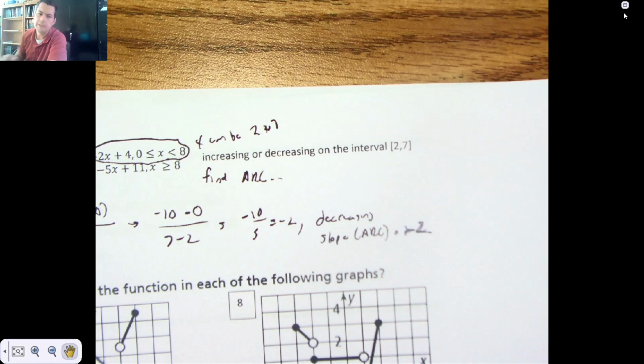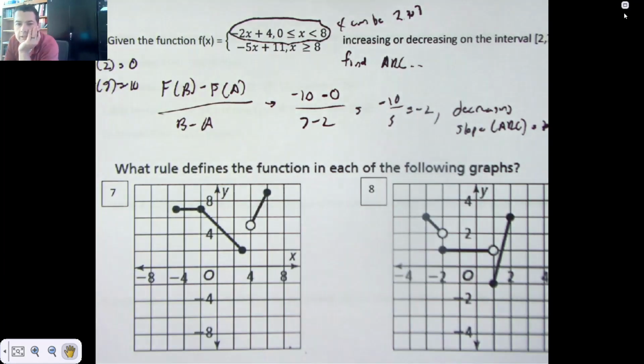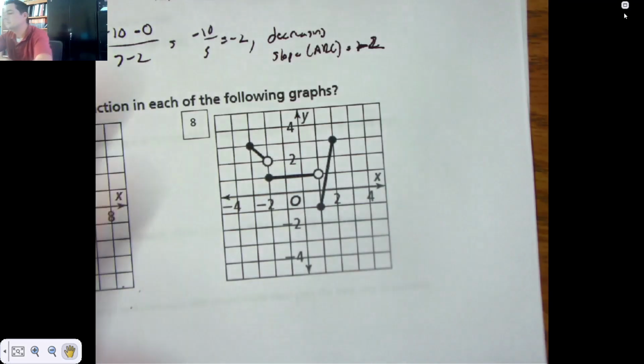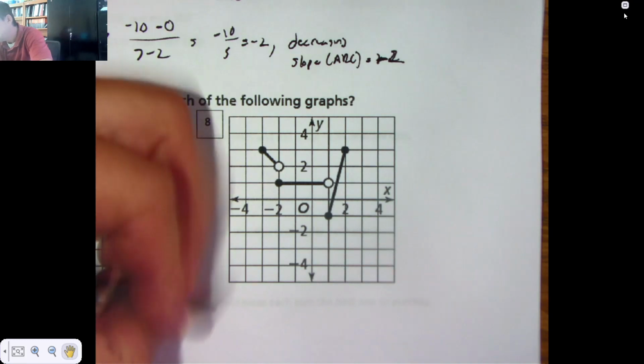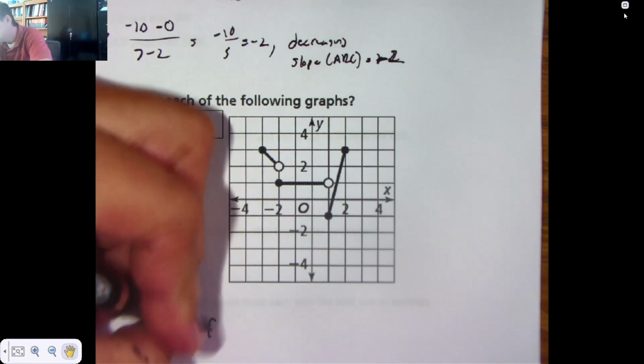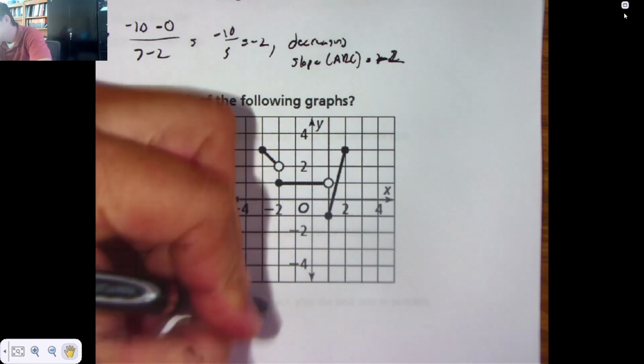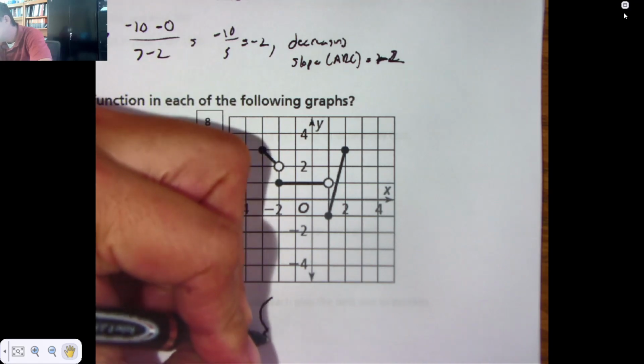Just can't think right now. I'll do one of these. You're supposed to write the rule. I guess I'll do number 8. Why not? Looks like number 8. These aren't hard. These are lines. That's what they are. It's going to have three functions. F of x has three different pieces.